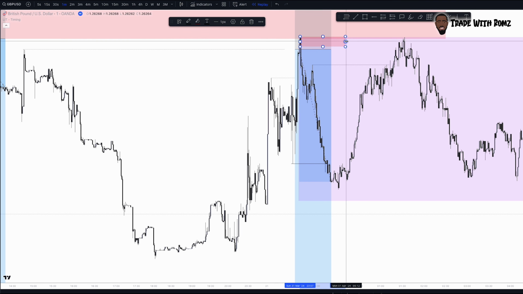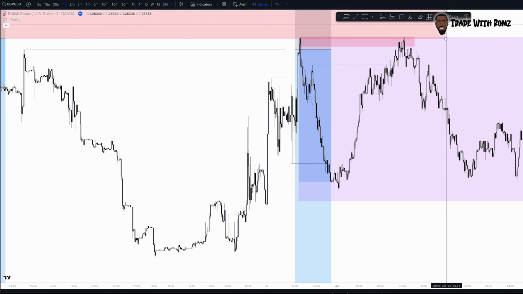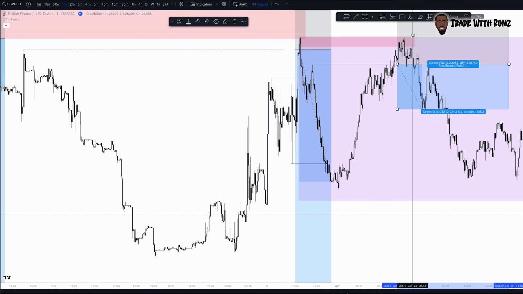This is the final M1 candle. I'm not gonna take an entry there. I'm gonna be honest with you. If I'm entering on this, I'm probably entering above this high here, or to be safe, just here.